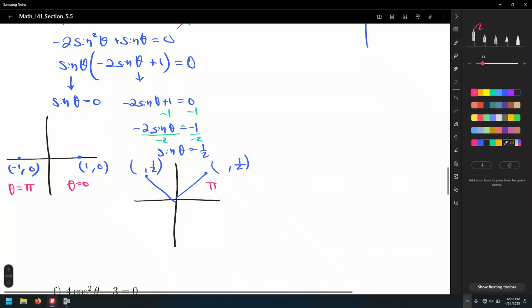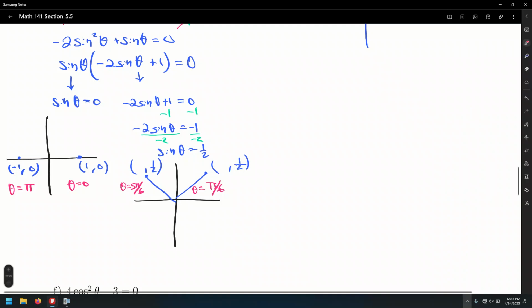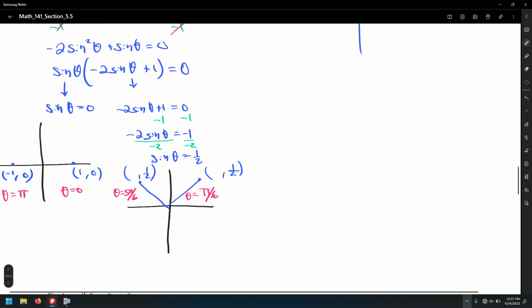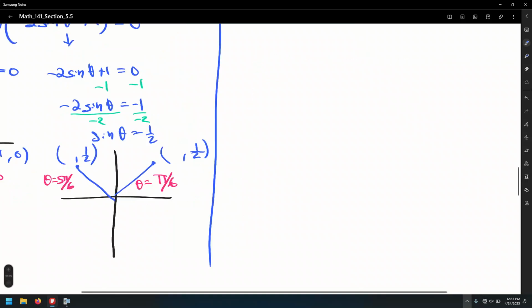Pi over 6 and 5 pi over 6. Multiples of pi over 6 in this case. So I guess we already have the principal values here. Let's list them. Oh my God, I'm going to need a lot of space here. Usually I do this horizontally. This time I'm going to go vertically.